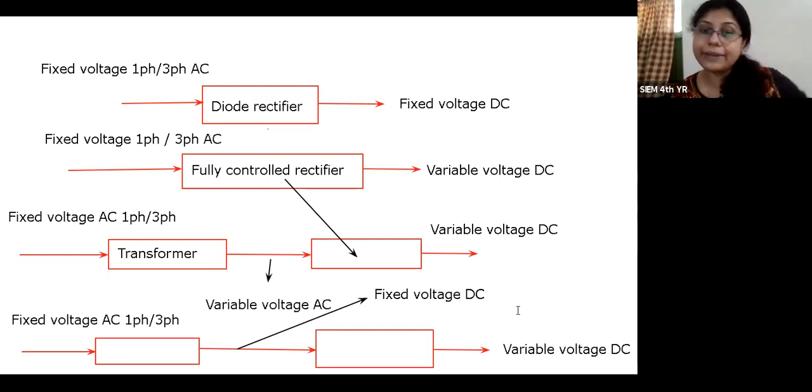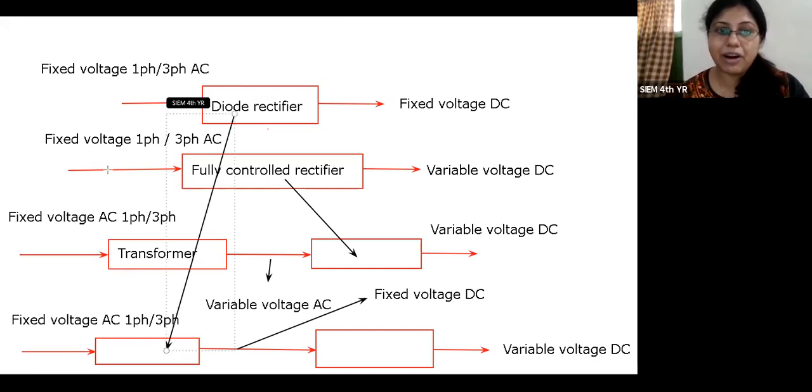So now we know that first we have to use one power modulator which can change fixed voltage AC to fixed voltage DC. That is nothing but the diode rectifier as the first power modulator, right? But in the case of the second power modulator, where the input is fixed voltage DC but the output is variable voltage DC, which kind of power modulator can we use here?